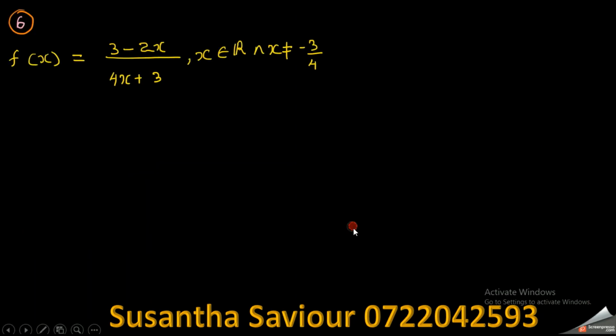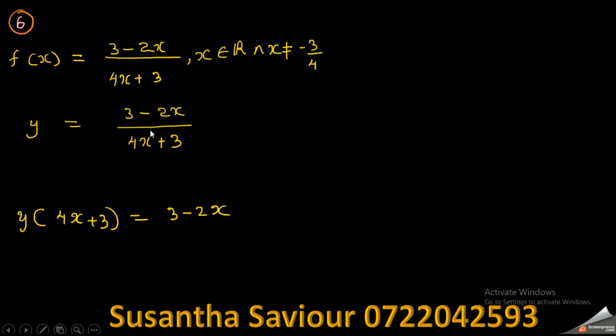Look at this example number 6. That is also a case similar to the earlier one. So what we do is we take fx equals y, and then we make x the subject. In order to make x the subject, we bring x to one side. So first of all, we will multiply both sides by 4x plus 3. In other words, cross multiply this 4x plus 3 to the other side. Then we will get y times 4x plus 3 equals 3 minus 2x.